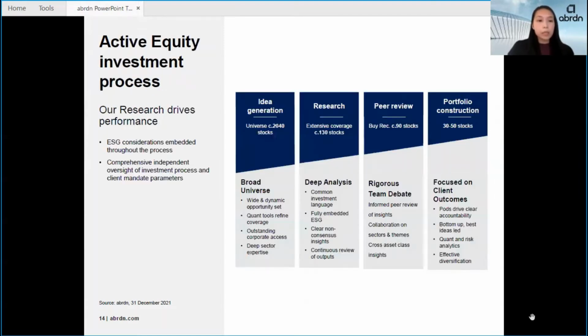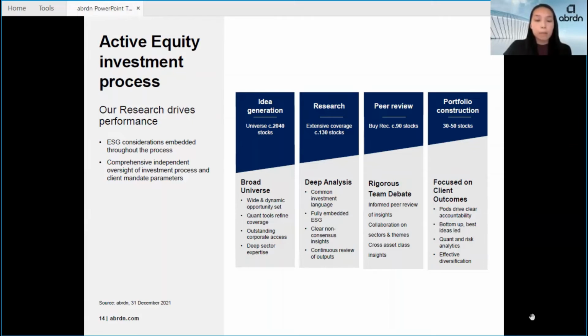On slide 14, this is really the investment process. So you may ask, how do you go from such a large universe to a portfolio of 30 to 60 stocks? The first step on the left here is idea generation. With such a broad universe, this obviously means a wide and dynamic opportunity set. We use several ways of screening for new ideas.